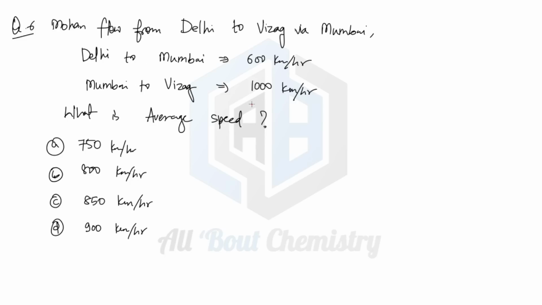Mumbai to Vizag speed is this much. When average speed is asked, I have always told you that you have to find the total distance divided by total time. If you have done it this way, you might have got the correct answer, which is 750 kilometers per hour.